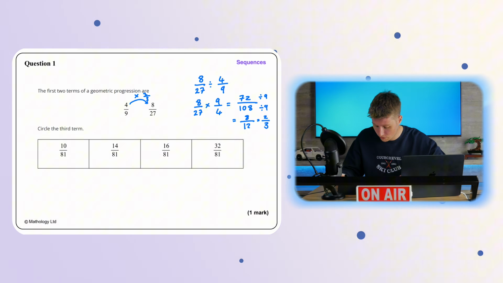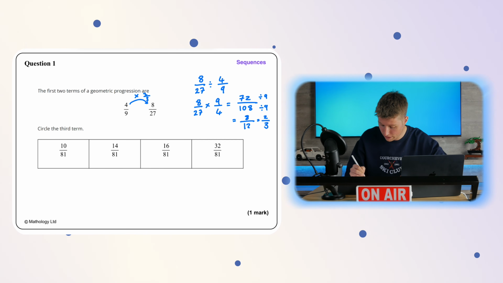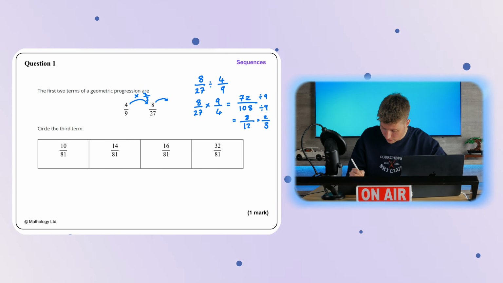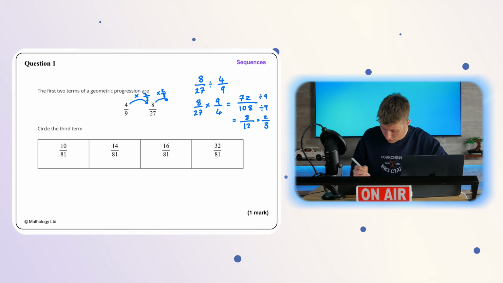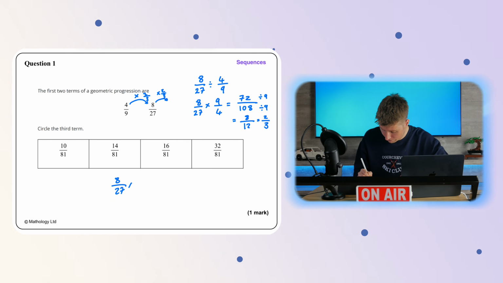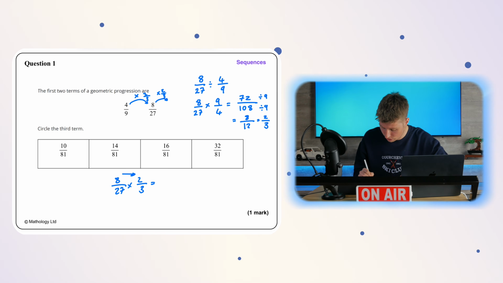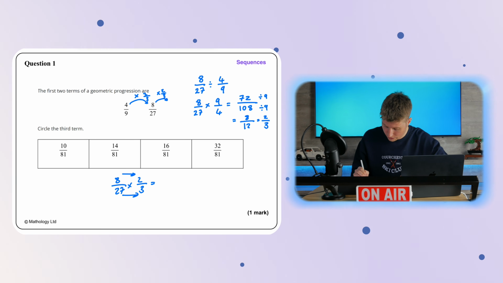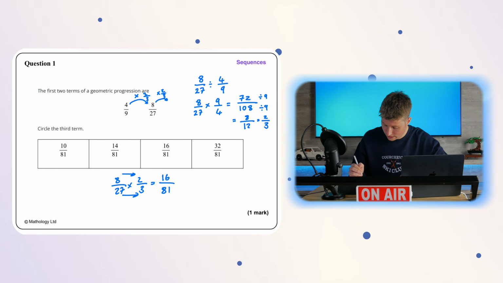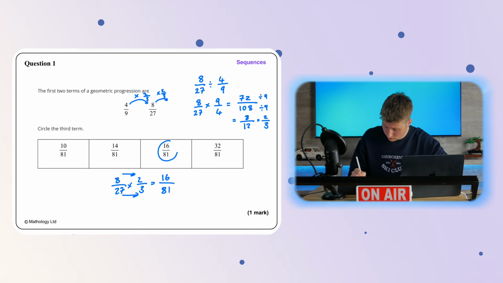So it's going up in multiples of 2 over 3, so we need to times 8 over 27 by 2 over 3, and to multiply fractions we just multiply straight across the top and straight across the bottom. So 8 times 2 is 16, and then 27 times 3 is equal to 81. So the answer that we're going to circle in this list is 16 over 81.